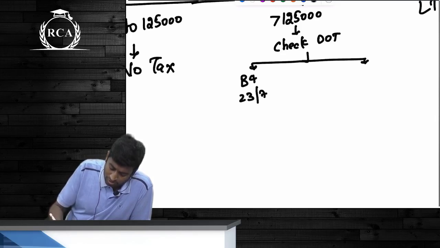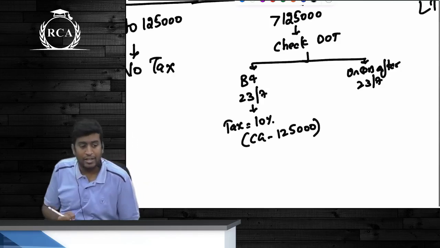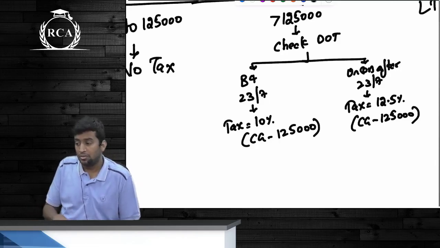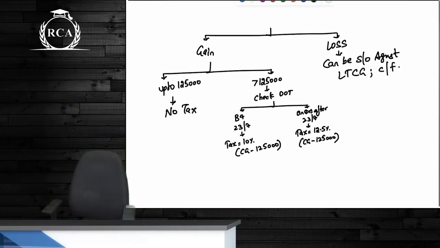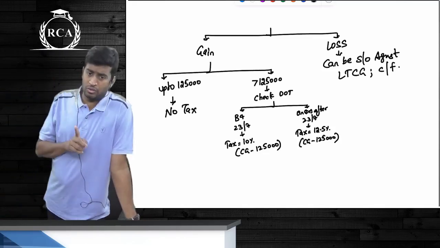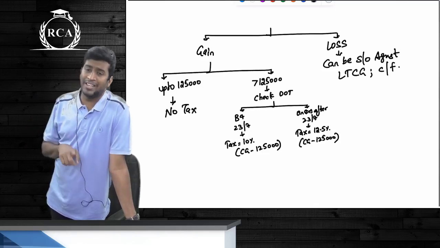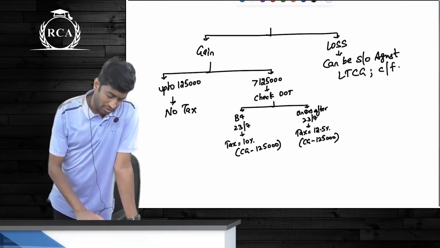Before, or on or after. If it is before, it is 10% of capital gain minus 1,25,000. If it is on or after, they have increased it to 12.5. So what are the two changes in the section? I forgot. The first change: they have revised the limit from 1 lakh to 1.25 lakh, and they have changed the rate from 10 to 12.5, but on the condition that the transfer takes place on or after 23rd July 2024. These are the two changes.